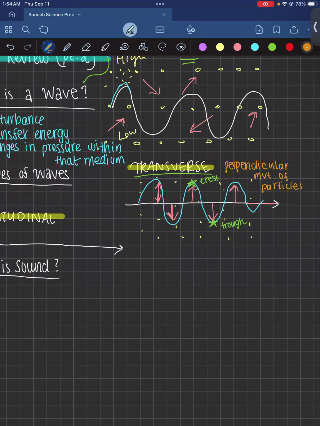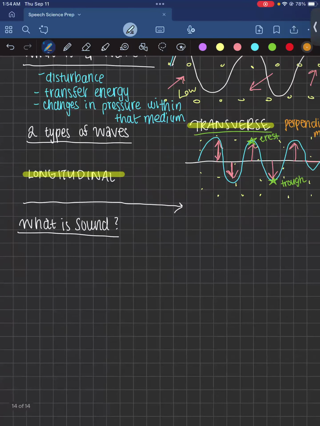And what happens with a longitudinal wave, however, is let's say we have our particles again. Instead of moving perpendicular to the way that the wave is traveling, so the wave is traveling this way, it actually will move longitudinally. So it's parallel. Instead of being perpendicular, the particles are moving parallel to the direction of the wave. Parallel movement of particles.